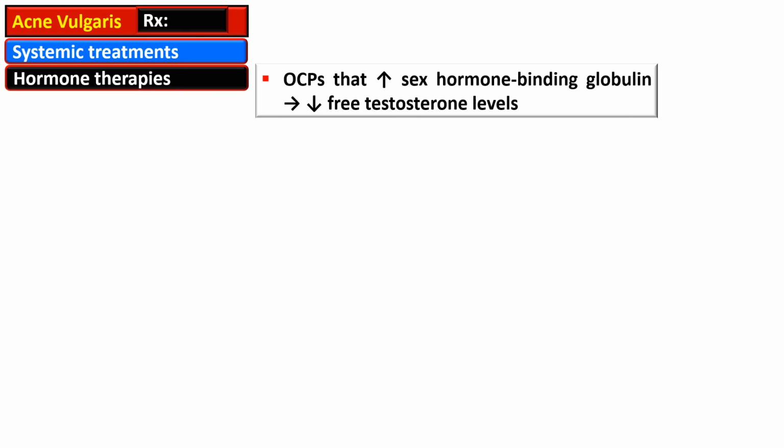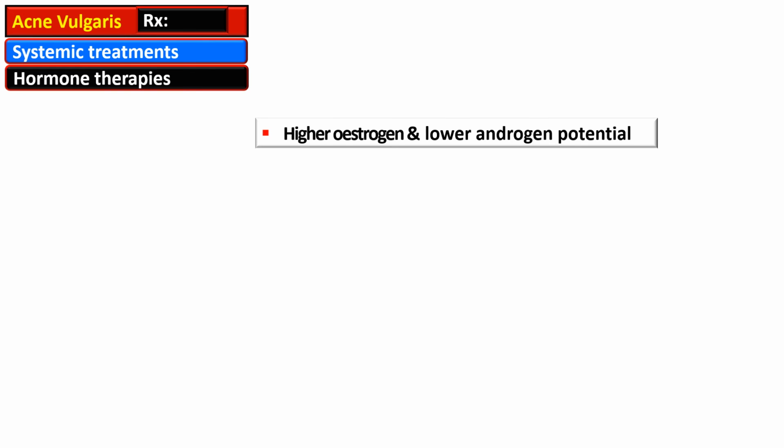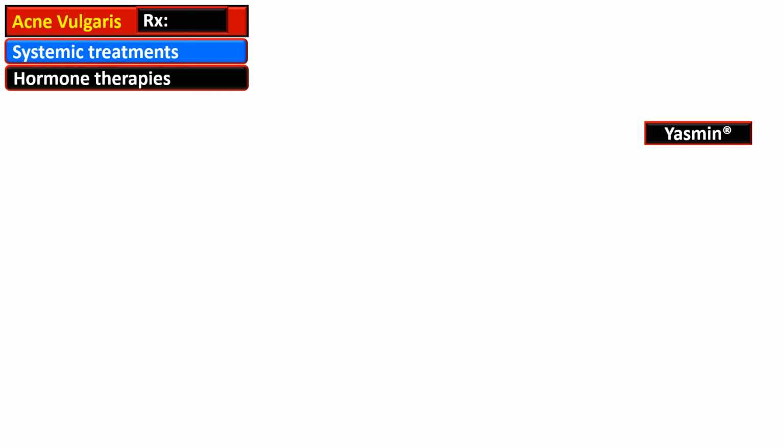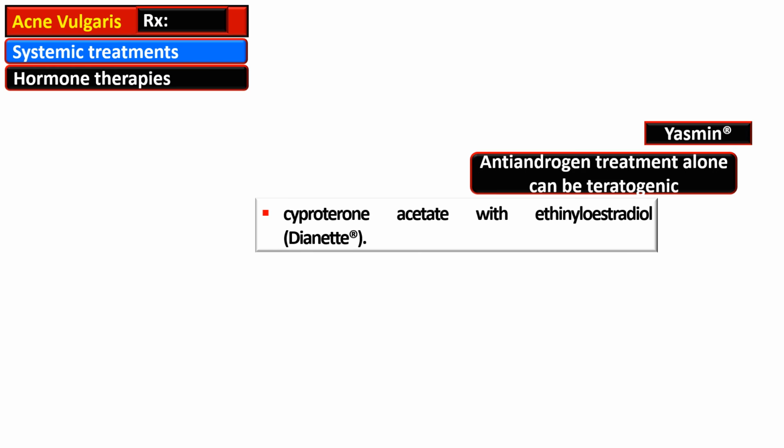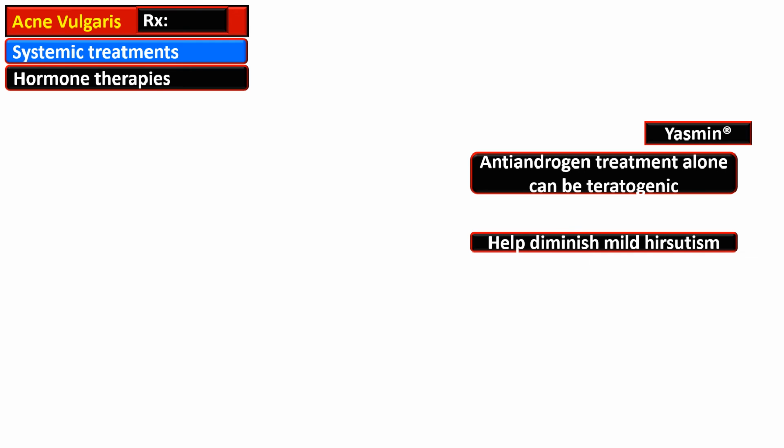Now, the hormone therapy, oral contraceptives are used for the treatment of this acne. The oral contraceptive increases sex hormone binding globulin. As a result, there is decreased free testosterone level, and the high estrogen and lower androgen potential. One drug is Yasmin. Anti-androgen treatment alone can be teratogenic. Cyproterone acetate with ethinyl estradiol is another drug that is available with the name of Dianette, and it also helps diminish mild hirsutism.